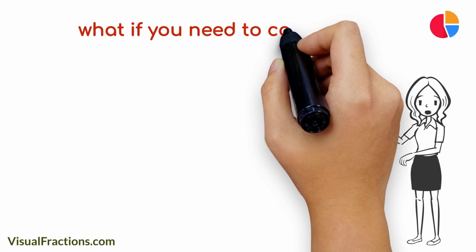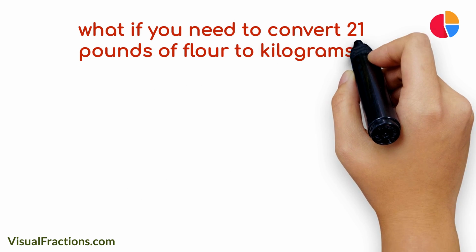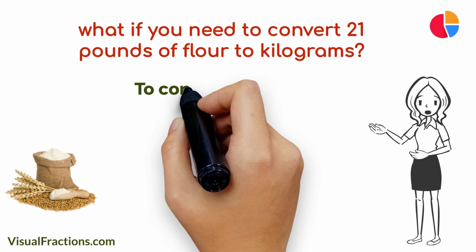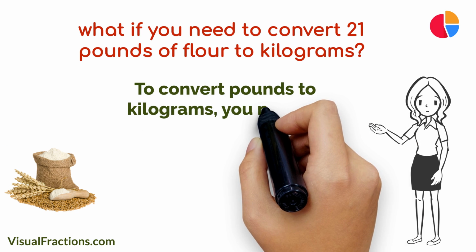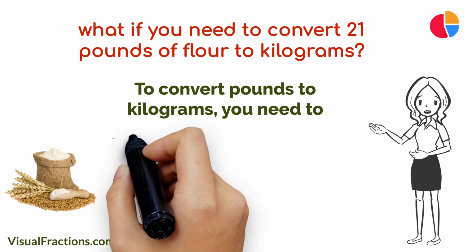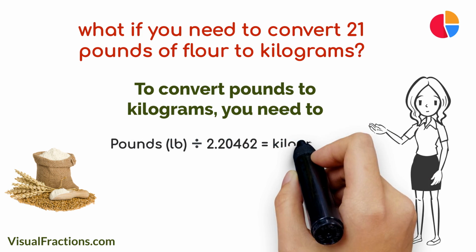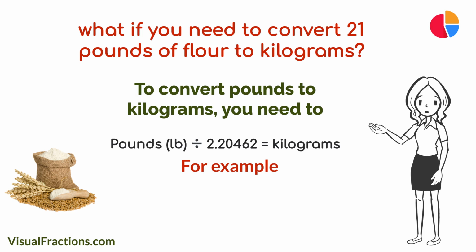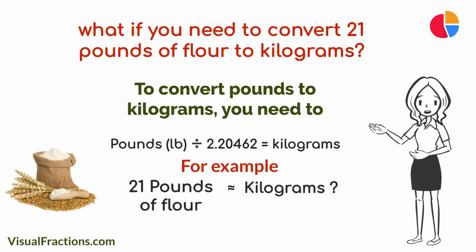But wait, what if you need to convert 21 pounds of flour to kilograms? Don't worry, we've got you covered. To convert pounds to kilograms, you need to divide the number of pounds by the conversion factor of 2.20462. Let's walk through an example of how to convert 21 pounds of flour to kilograms.